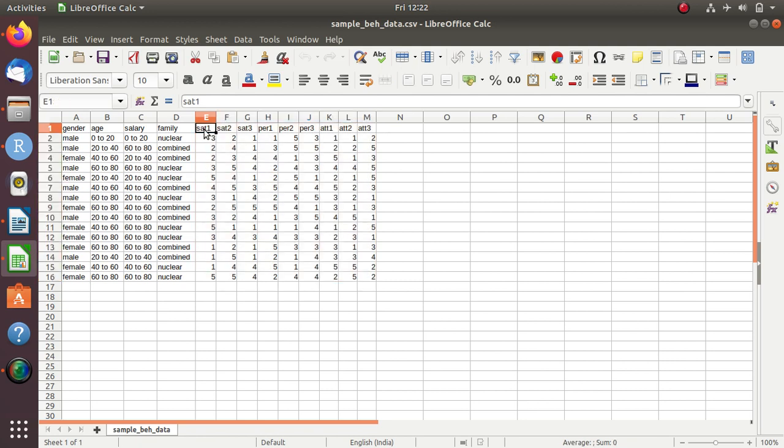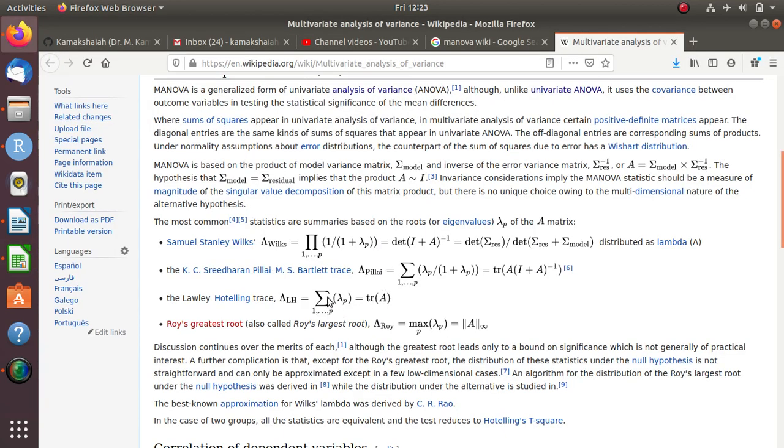Now our model is going to be SAT1 plus SAT2 plus SAT3. Suppose you want to perform analysis of satisfaction versus gender plus age. Now your model is going to be SAT1 plus SAT2 plus SAT3, which stands for satisfaction. So satisfaction is equal to gender plus age, or plus salary, or plus family, something like that. Now let me start our analysis.